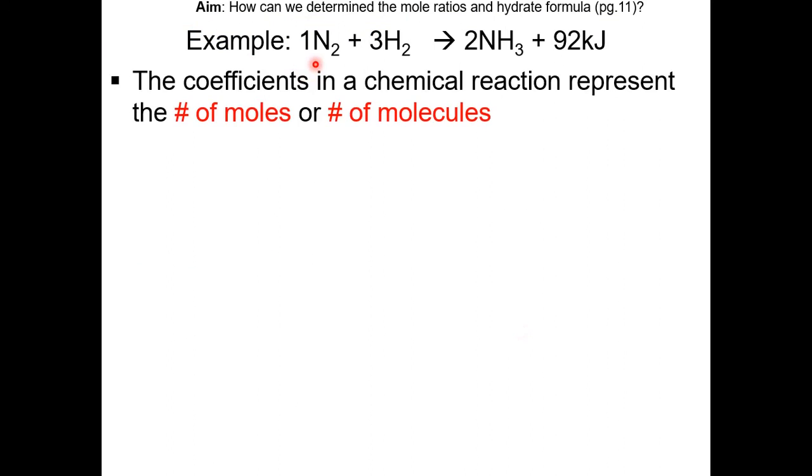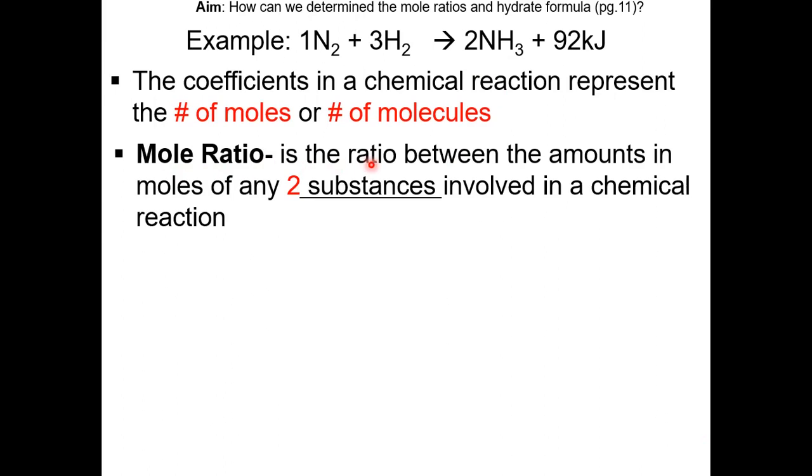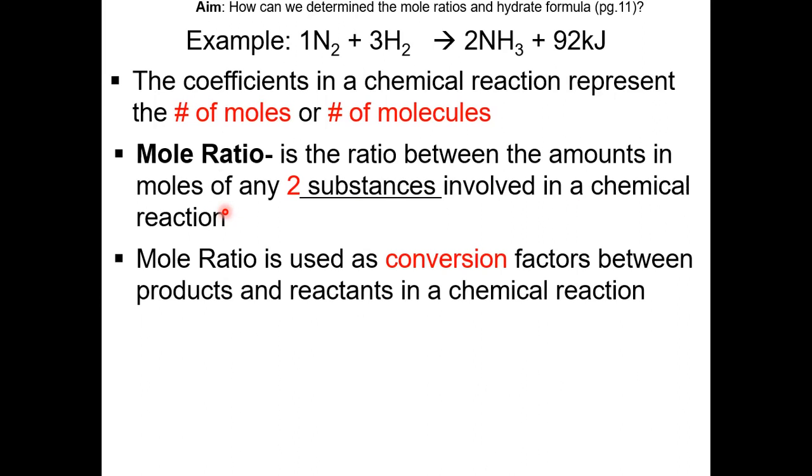Here we have 1 mole of N2 reacting with 3 moles of H2 to give us 2 moles of NH3, or it can be 1 molecule of N2 reacting with 3 molecules of H2 to give us 2 molecules of NH3. Mole ratio is the ratio between the amounts of moles of any 2 substances involved in a chemical reaction. Mole ratio is used as a conversion factor between the products and reactants in a chemical reaction.